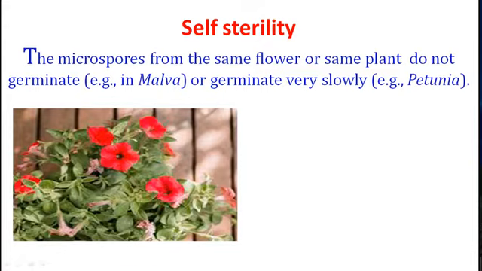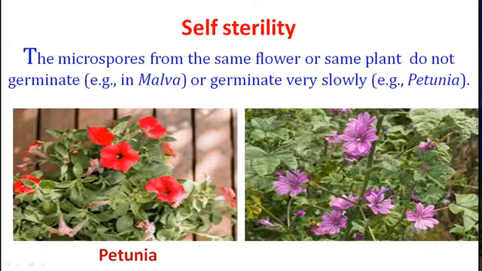Now this photograph is that of petunia, and the other is the malva plant. These are garden plants and they belong to family Malvaceae, to which Dhatura also belongs. Dhatura is a wild plant, locally available.